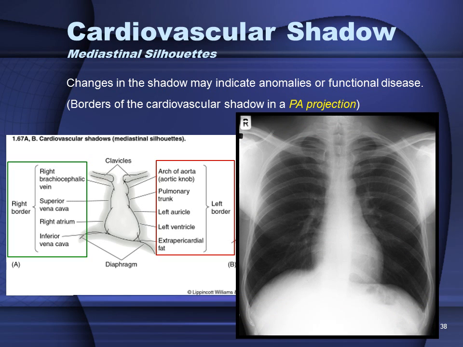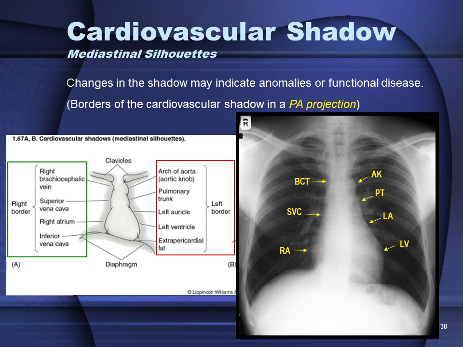But if we look in our standard PA projection and label the borders, we have the aortic knob, the pulmonary trunk, the left atrium or auricle, and the left ventricle, not labeled here, the extrapericardial fat, the brachiocephalic trunk, superior vena cava, the right atrium. We don't really see much of the inferior vena cava here because of its overshadowing with the rib, and of course the right ventricle makes up most of the anterior surface of the heart.